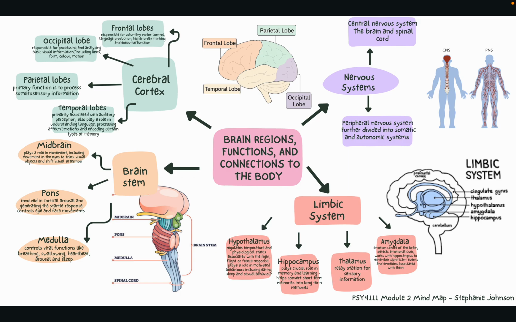So if we look first at the amygdala, we call the amygdala the emotion center of the brain, as it detects emotional cues, and it works with the hippocampus to remember events by associating emotions with them. The hippocampus then plays a crucial role in memory and learning, and it helps convert our short-term memories into those longer-term memories. The thalamus is where we relay sensory information.